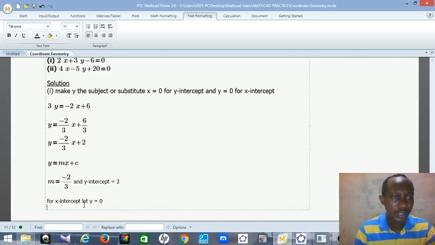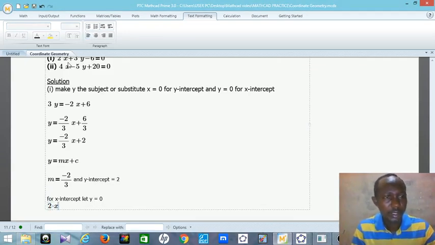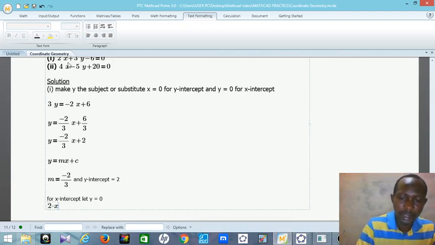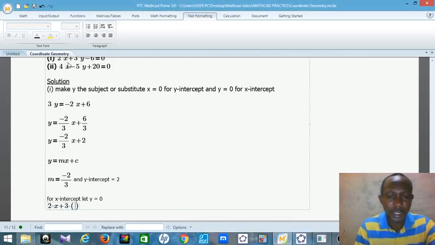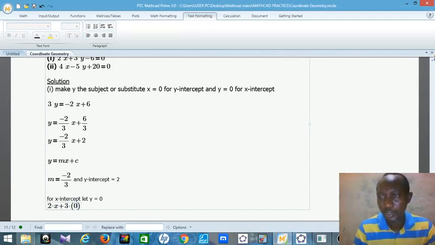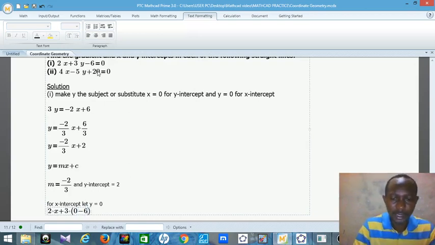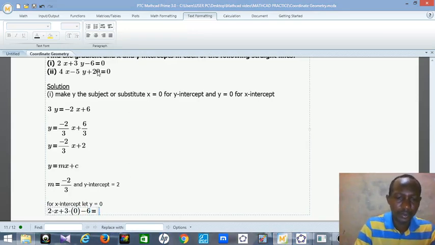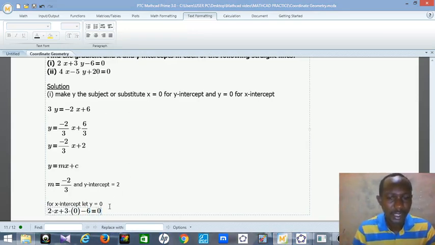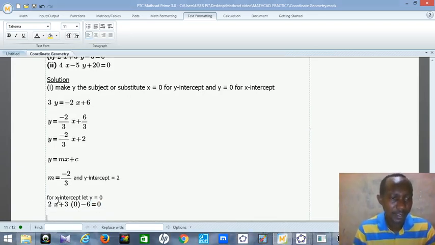So when y is equal to 0, all I need to do now is 2x. Let me put it in math mode. 2x plus 3 open bracket 0. I'm now substituting y to be 0. Minus 6 equal to 0. So that is all. Then solve for x. You will get your x-intercept.